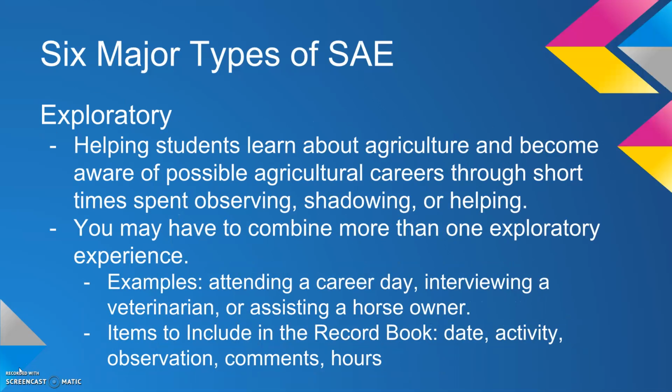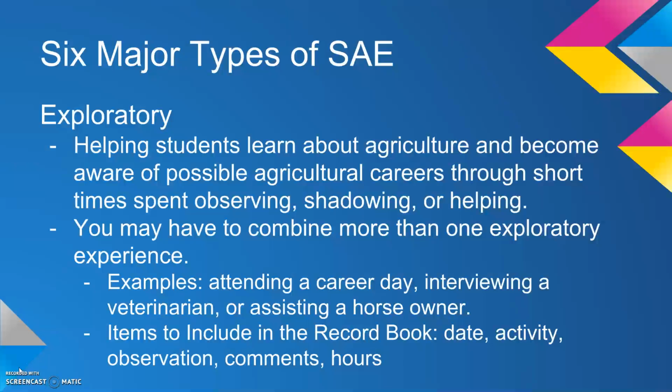Exploratory. This one a lot of times gets confused with placement, because exploratory is when a student goes and actually shadows someone in a particular career, but you're not actually working, if that makes sense. So this is really a way for students to learn about agriculture, become aware of possible careers through agriculture, and really it's just time that is spent shadowing someone, following someone around.